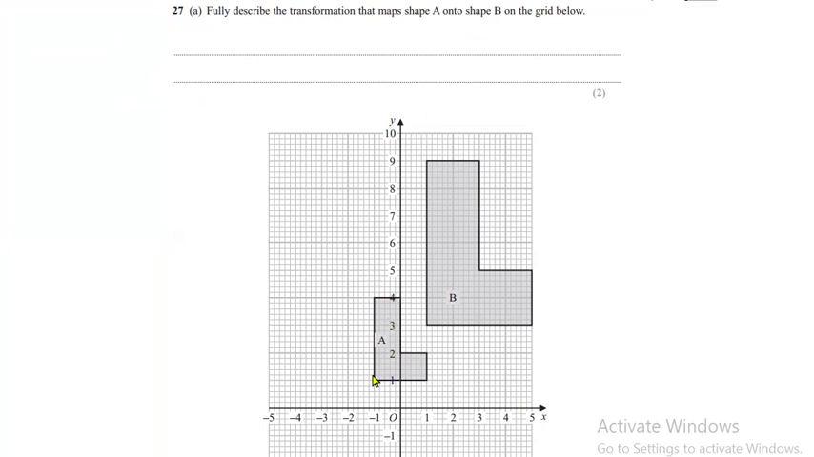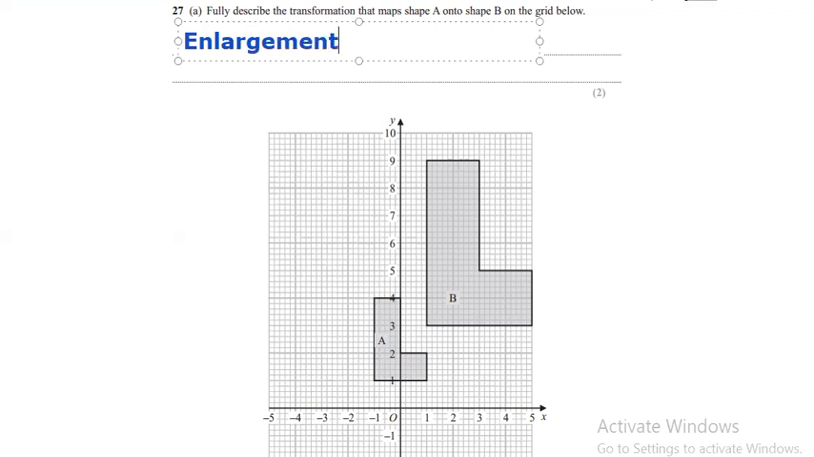So here, shape A became shape B. As you can see, the shape became bigger. So this means this is enlargement. Very good, enlargement. Now, how do you describe enlargement? First, you say it's enlargement. So first, you have to say it's enlargement. And then you have to say what the scale factor is and where the center of enlargement is.